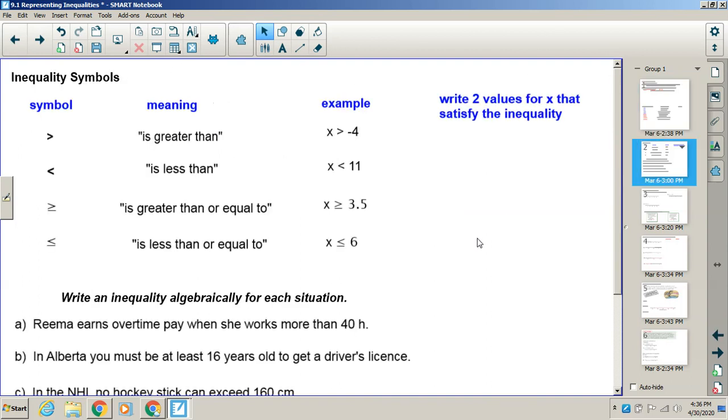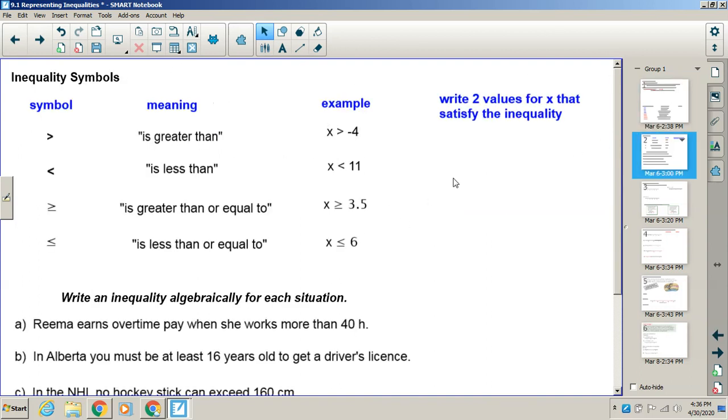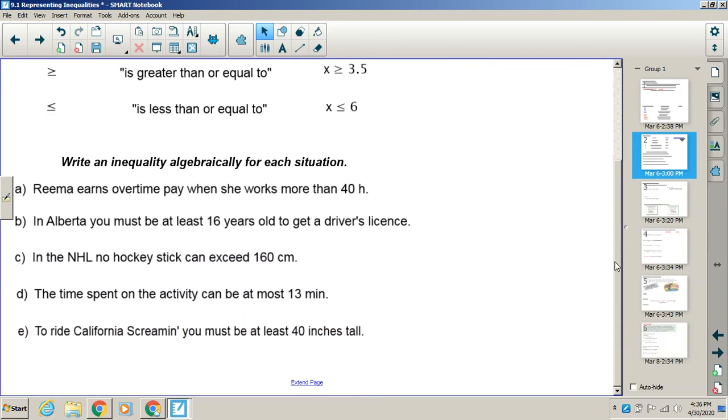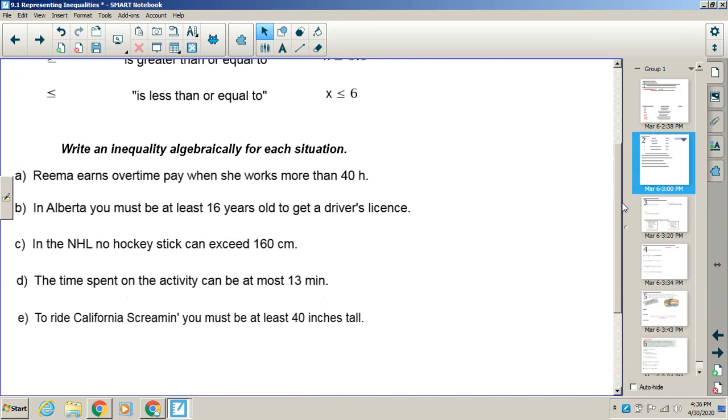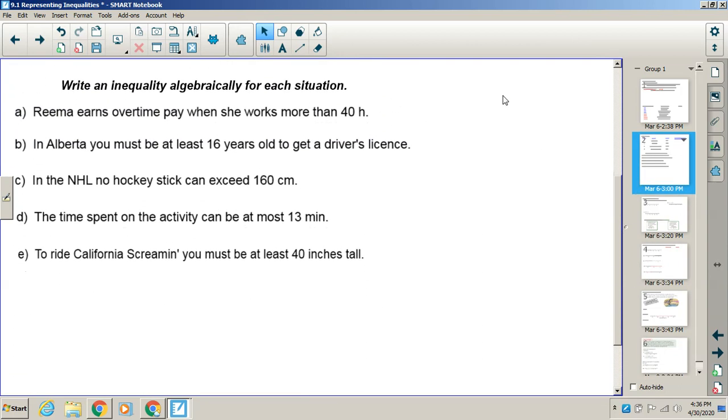And if we go on to the next page of these notes, this again is showing the greater than symbol, less than symbol, greater than or equal to, less than or equal to. And here's an example of each of those things. One thing that you have to do is you'll be given a verbal statement and asked to write an inequality that means the same thing.